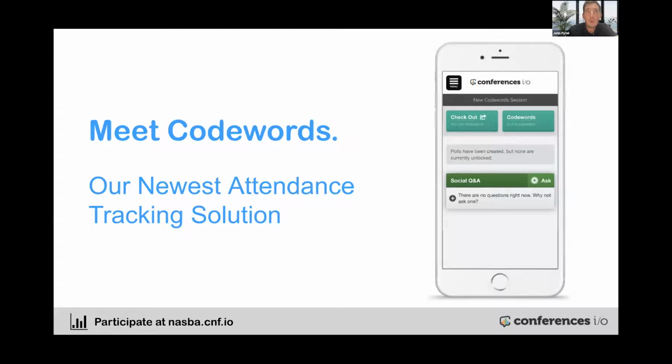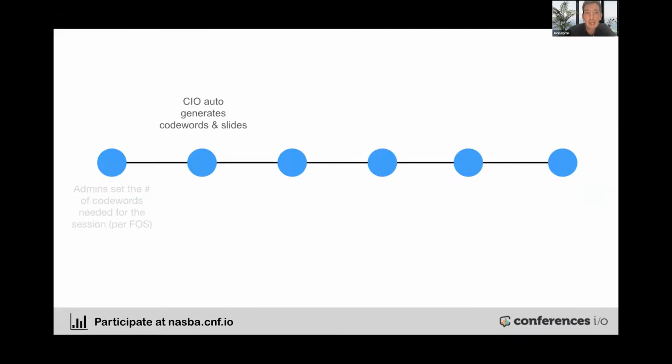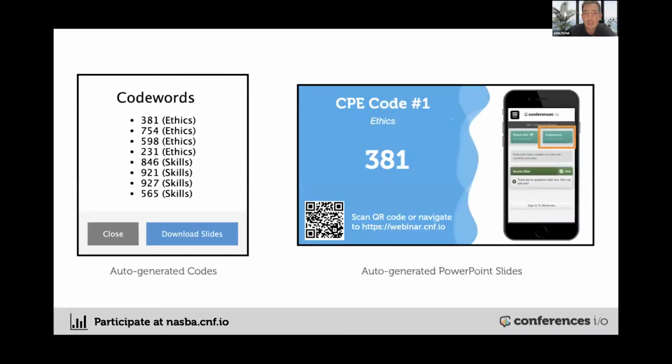Now, we realize that not every organization has the time, resources, or energy to always do content-related polls. So we actually built out another feature specifically for these attention verification checks, centered around this concept of code words. The idea was to automate that side of the compliance as closely as possible. The way this works is you just tell conferences.io how many codes you need for that session. It automatically generates these 3-digit codes and creates a set of PowerPoint slides that you download.